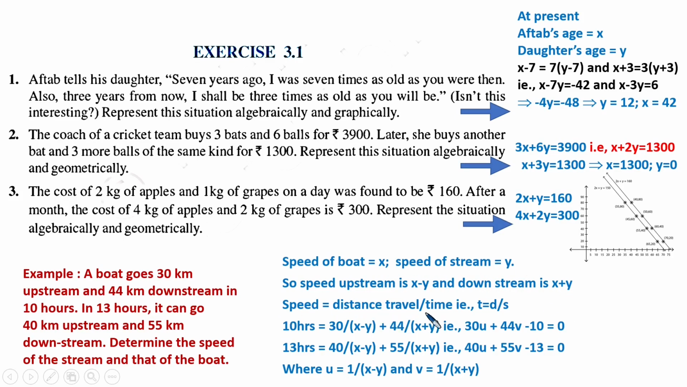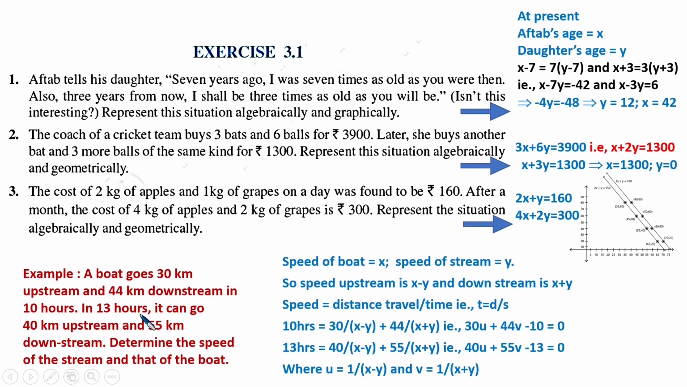And speed is distance traveled by time, so I can bring time here: time is distance traveled by speed. So now I add up the times. This 10 hours to go upstream and downstream: that is 30 kilometers by x minus y, this is the upstream time. And 40 kilometers is the distance downstream, and since it's going downstream along the stream the speed is x plus y. So now you equate this. I am taking u as 1 by x minus y and v as 1 by x plus y. So I can simplify this equation, I get this.